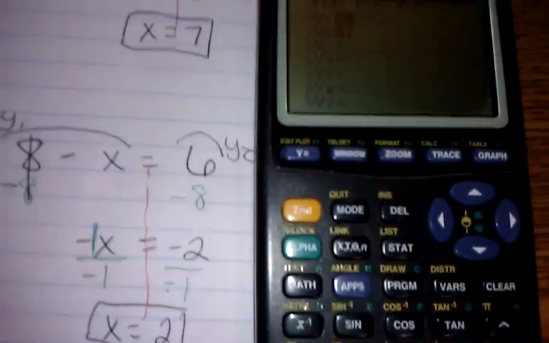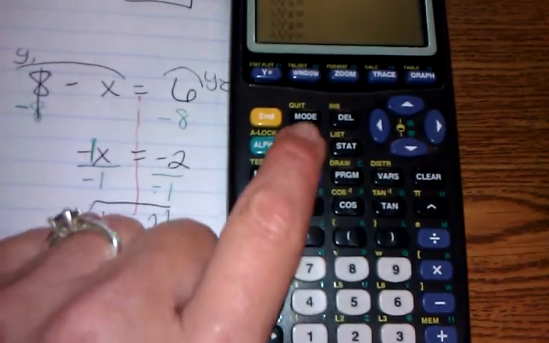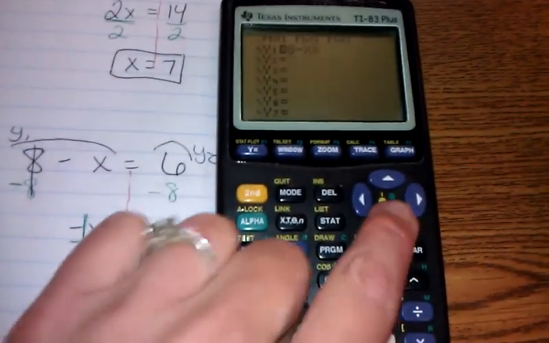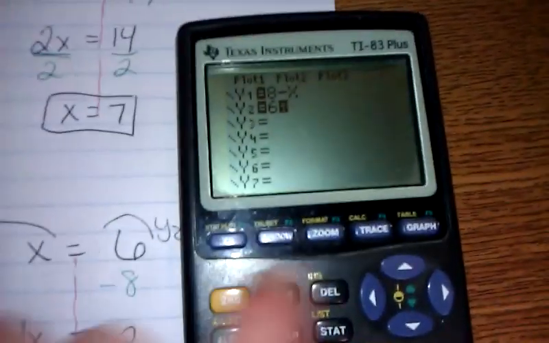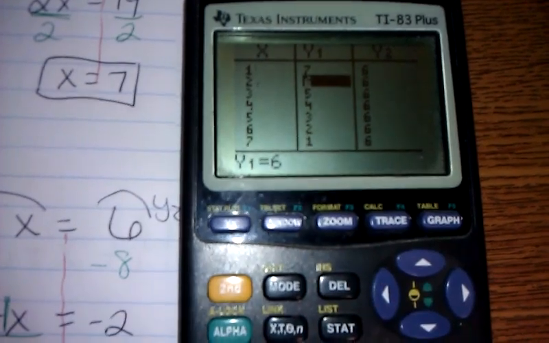So now I go up here. I'm going to clear these out. I'm going to put 8 minus, the blue button, x. Then in y2, 6. Second graph. I believe the answer is 2. Sure enough, y1 and y2 are both 6.